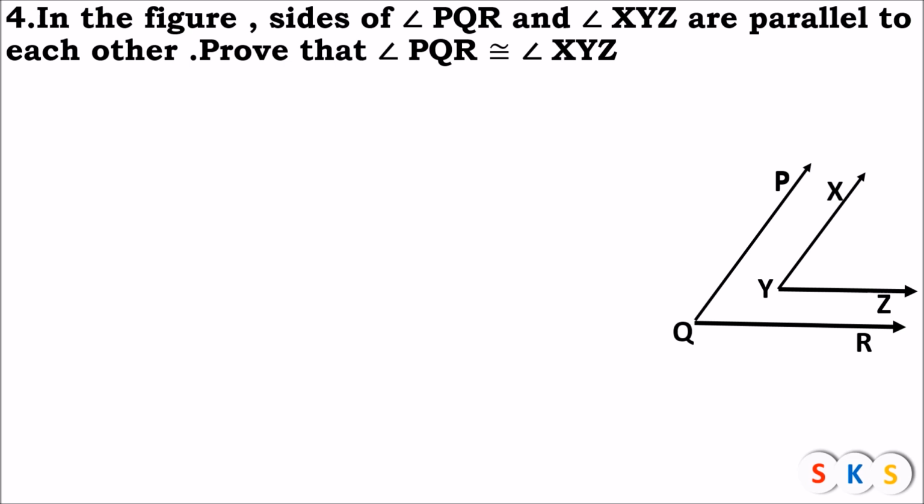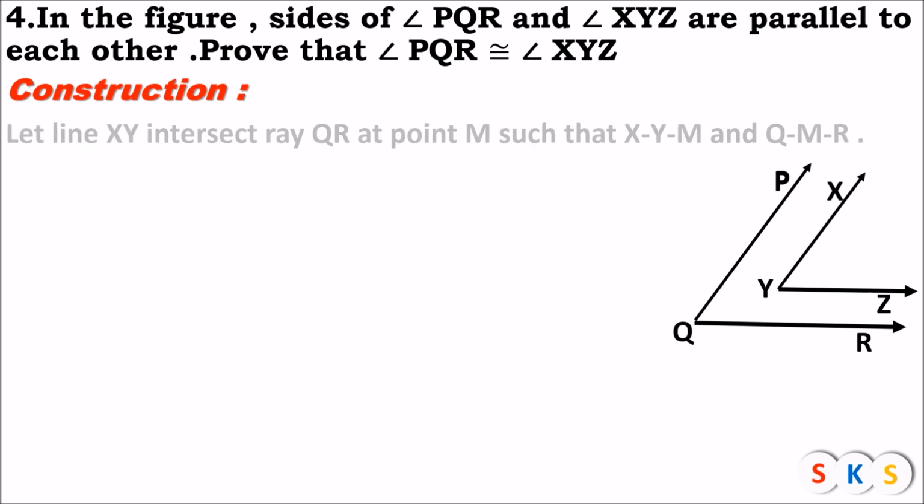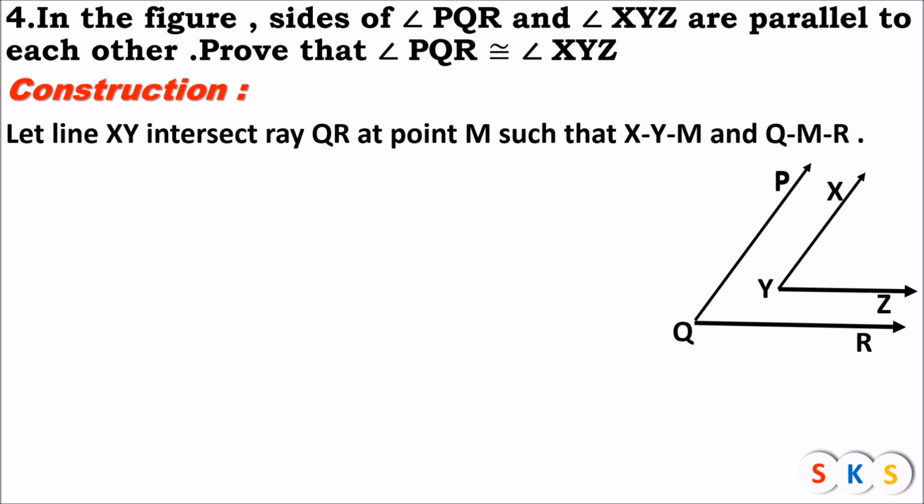In the figure, sides of angle PQR and angle XYZ are parallel to each other. Prove that angle PQR is congruent to angle XYZ. Let's see, we will go for the construction here. We will extend line XY and let it intersect ray QR at point M. Look at over here, I'm going to extend line XY. Can you see that? I have extended it. It intersects QR at point M.